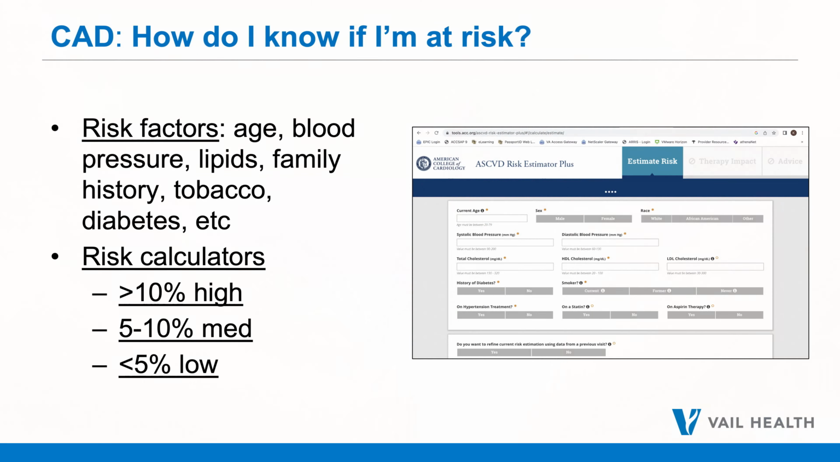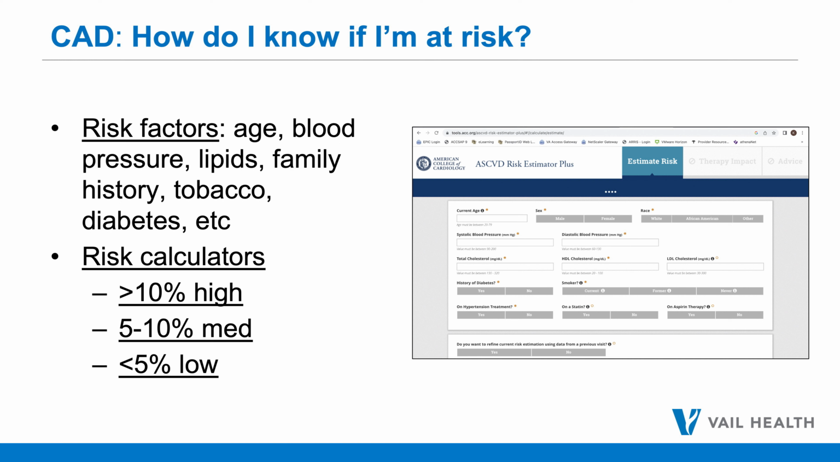But the 10-year risk is what we use to guide what we do now. The way to think about that 10-year risk, which is what it'll spit out, is if I have 100 people that are exactly like you and they look exactly like you on paper, how many of them are going to have a heart attack or a stroke in the next 10 years?